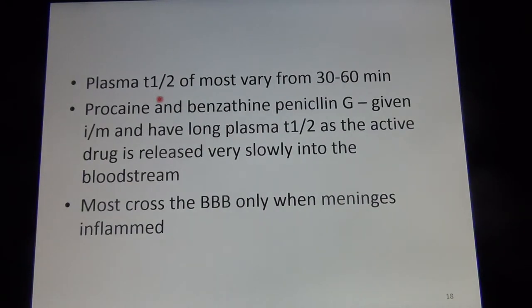The plasma half-life of penicillins varies from 30 to 60 minutes. We have procaine and benzathine penicillin G, which are given intramuscularly and have a long plasma half-life, as the active drug is released very slowly into the bloodstream. Most of the penicillins cross the blood-brain barrier only when the meninges are inflamed. In normal situations, when we don't have meningitis, they will not cross the blood-brain barrier.